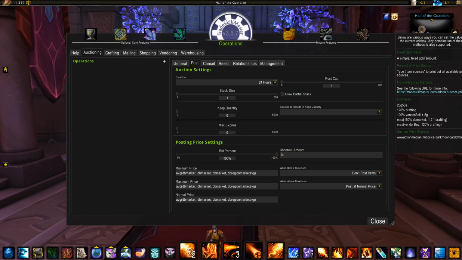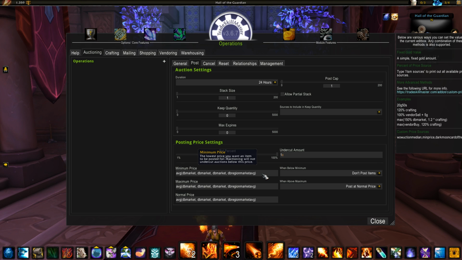Now, another way that you can kind of get around that issue is just to include the source that you really, really want to use. You can put it in there a couple times. So you see I have DB market in there 3 times. So you can pop it in there 2 or 3 times, whatever. And then you still have the DB region market average in here.